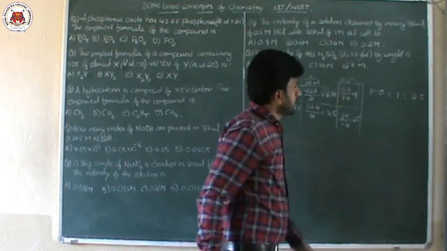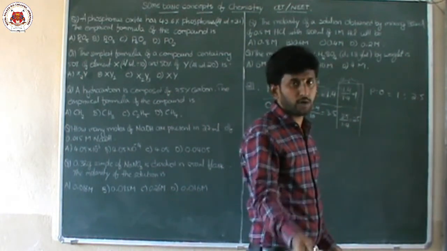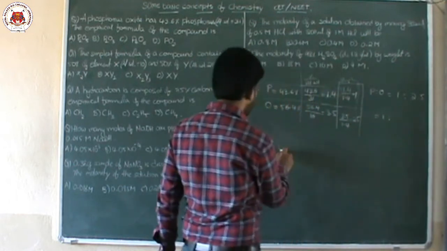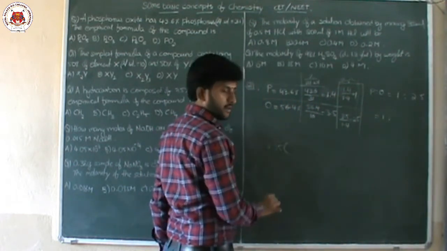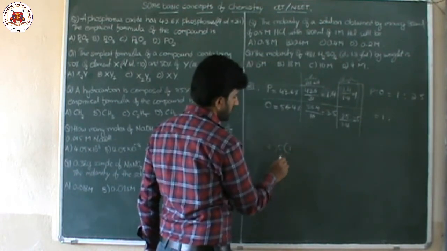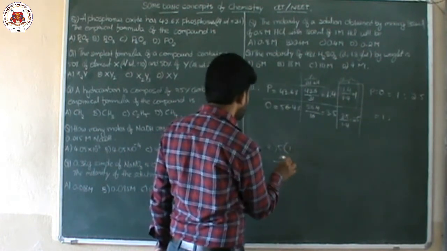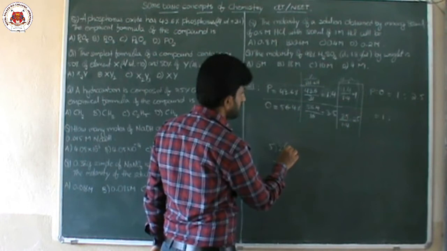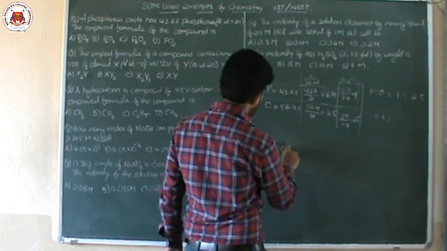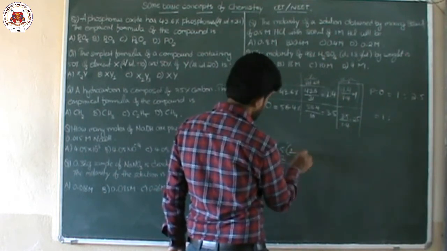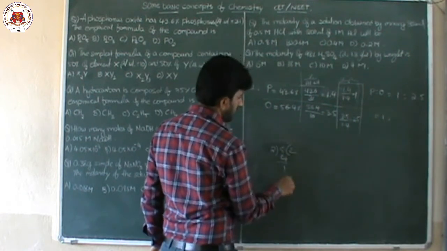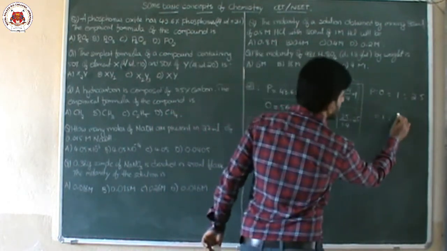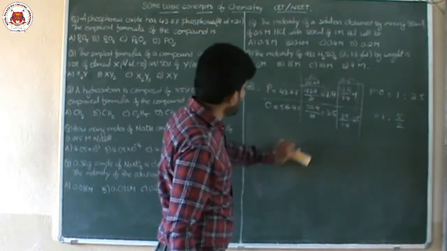Now, to make a whole number ratio, since this is fractional, we need to rationalize that number. 2.5 can be written as 5/2. Now you observe this.